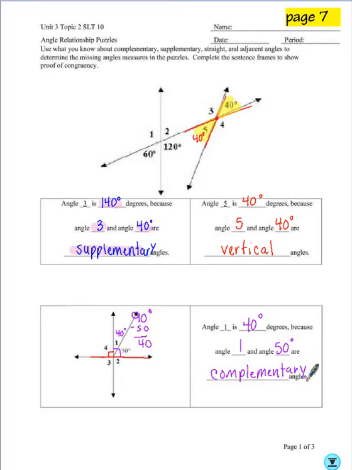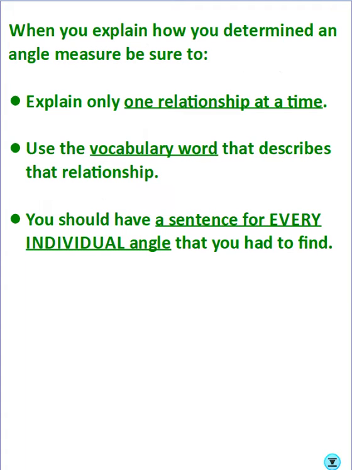If you missed any notes on this page, pause right now, finish your notes up, and then keep the video going. All right, so when you explain how you determine an angle measurement, we're looking for you to do 3 things. We explain one relationship at a time, we use the proper vocabulary words, and we should have a sentence for every individual angle we find.